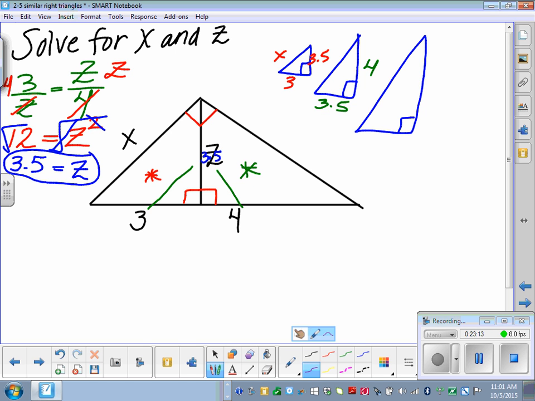Now on my huge, large, very large triangle here, what's my hypotenuse? 7. 3 plus 4, which is 7. Does everybody see how the hypotenuse is 7 on the huge triangle? Okay. What's my short leg? X. Do we know the long leg? No. Okay. So now we're trying to solve for x.